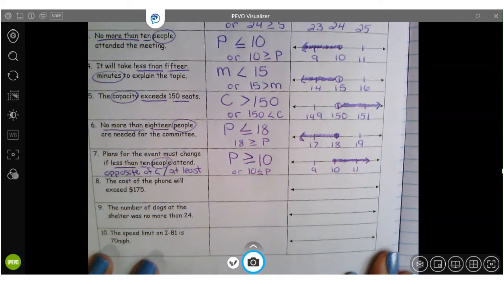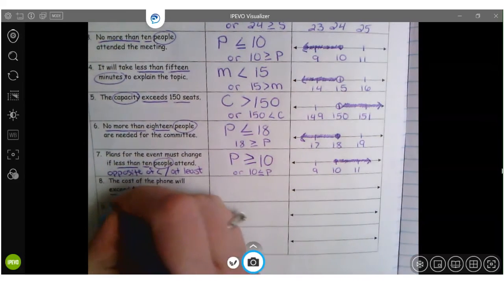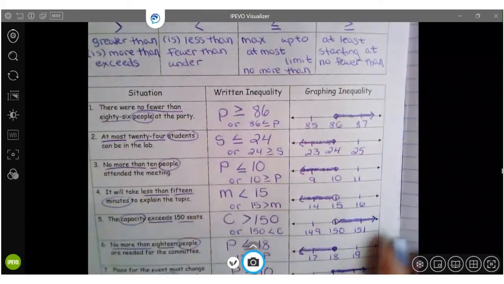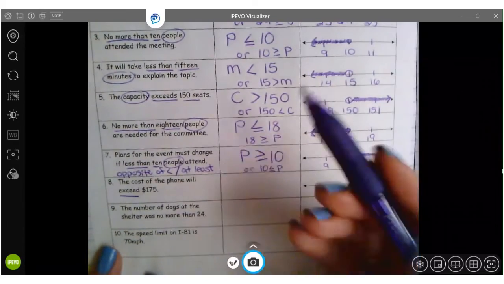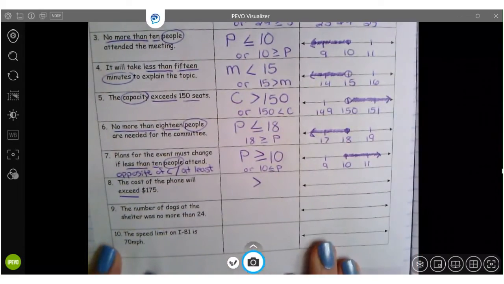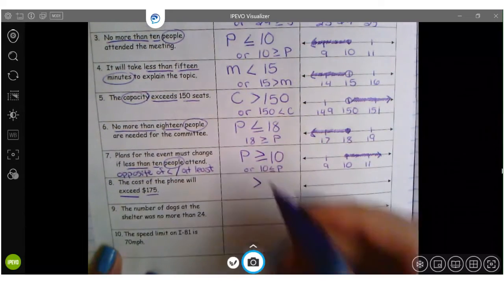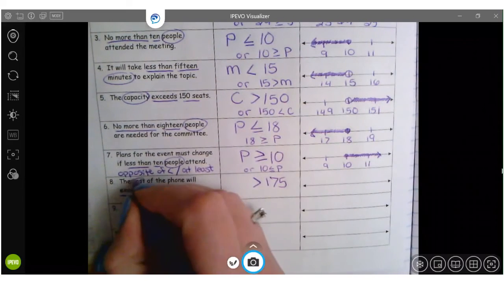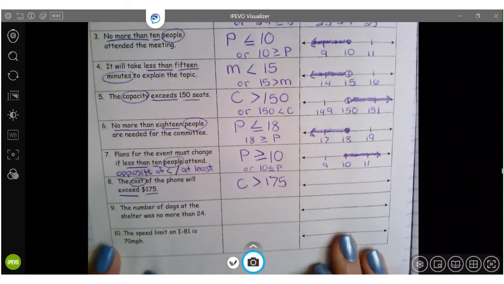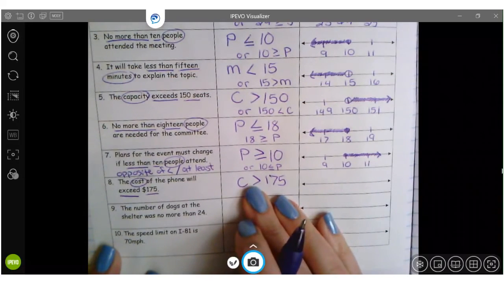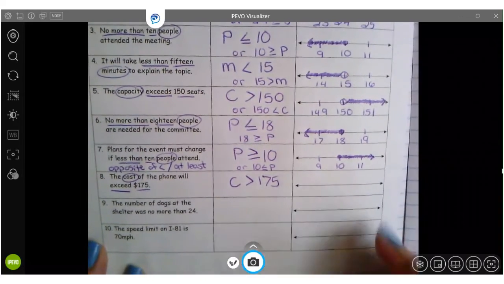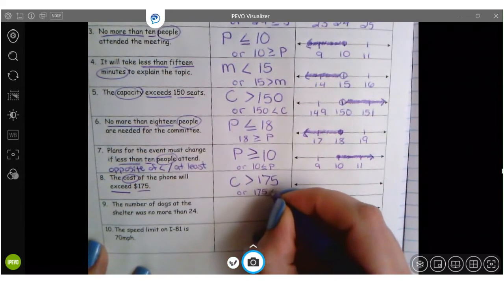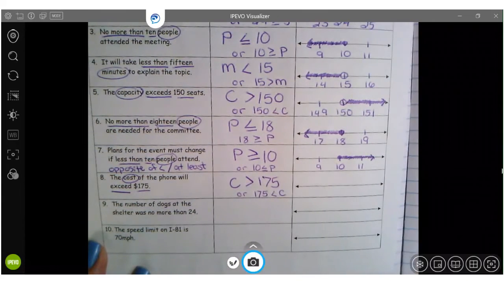Number 8, the cost of the phone will exceed $175. So I see exceed. Exceed, if I scroll up to the top, is greater than, so it means it's more than. So I'm going to put my greater than sign. The number I'm comparing that to is $175. And this time I'm going to use C for cost of the phone. So the cost of the phone is greater than or exceeds $175. Or I can flip it around and say $175 is less than the cost of the phone.